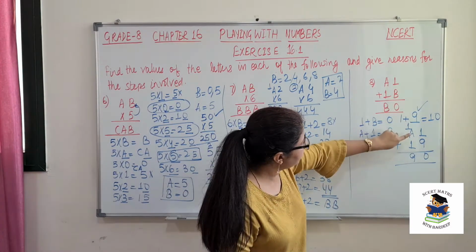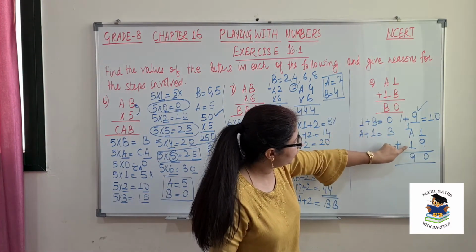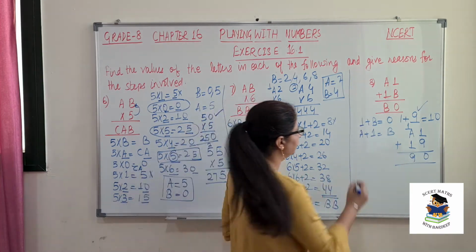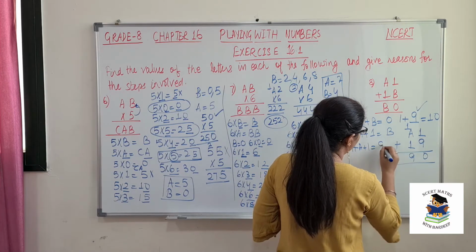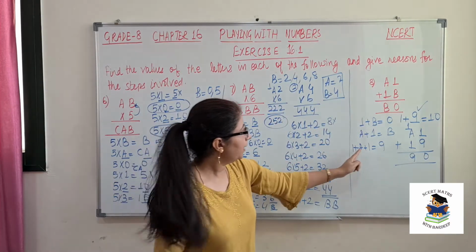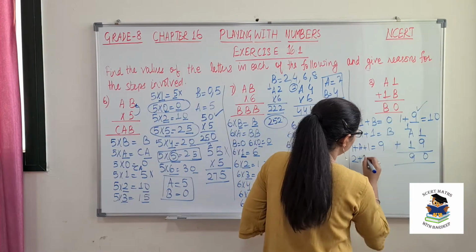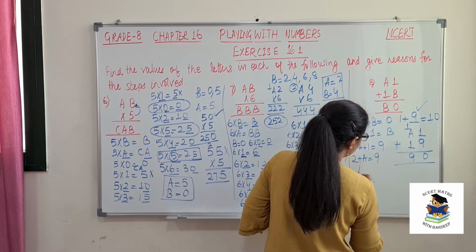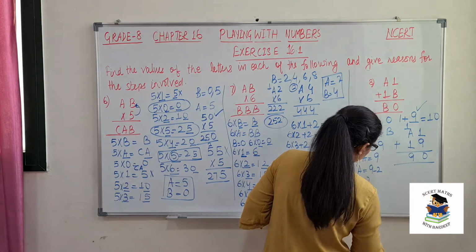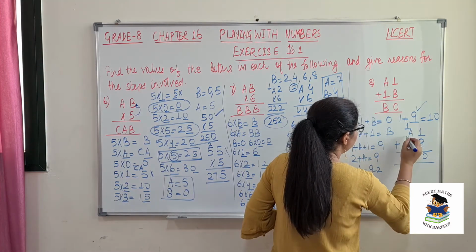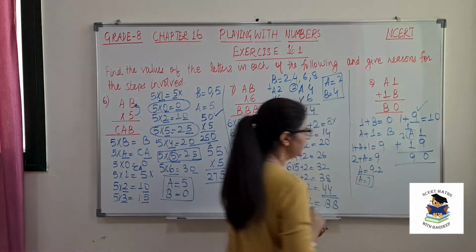So now we can see 1 plus A plus 1 should be equal to 9. That is 1 plus A plus 1 is 9. So 1 plus 1 is 2 plus A as 9. So what is A then? 9 minus 2, 7. So this A is 7.